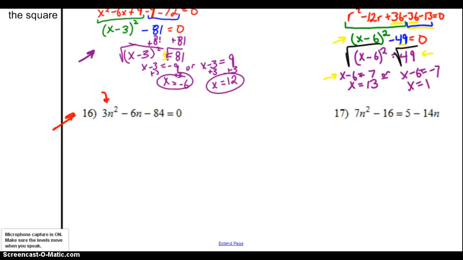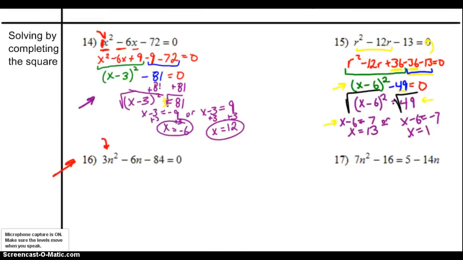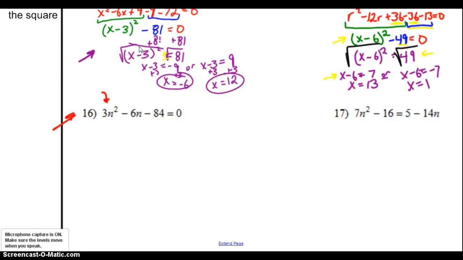Here's what we're going to do. We can still complete the square, but what we've got to do is factor that 3 out. Just like before, we only looked at the first 2 terms when we were completing the square. We will also look at only the first 2 terms when completing the square here as well. So we're going to factor out the 3 from only the first 2 terms and rewrite this as 3(n squared minus 2n), and leave everything else, minus 84 equals 0.